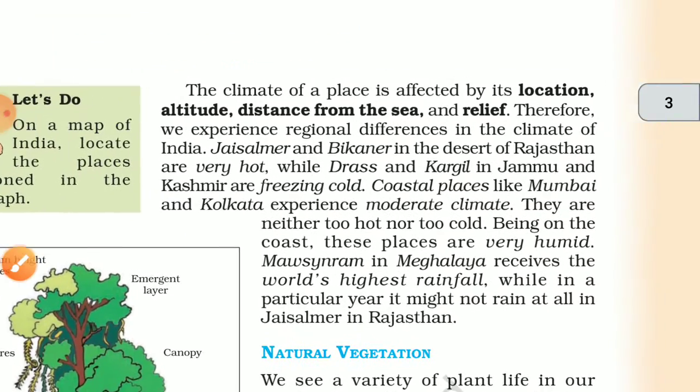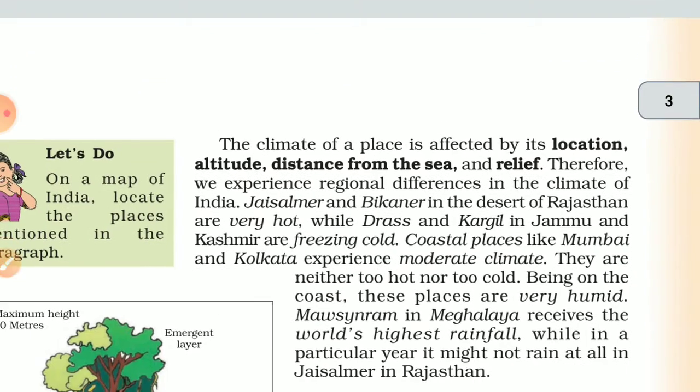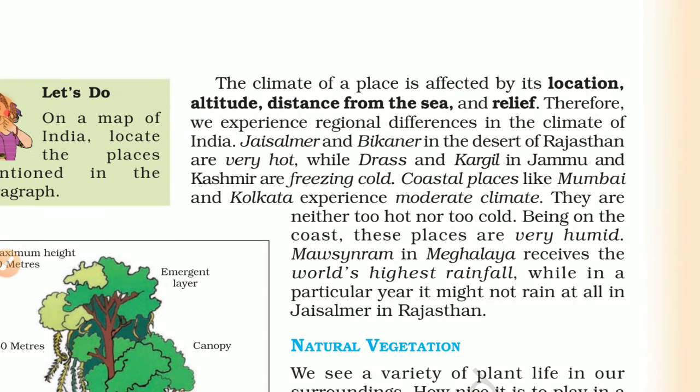And the climate of a place differs by its location. So climate is affected by location, altitude, distance from the sea, and relief. So in India there are different kinds of climate and different types of areas. Therefore, we experience regional differences in the climate of India, such as Jaisalmer and Bikaner.